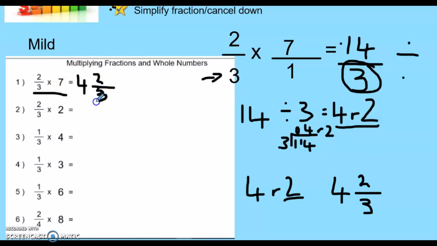This is really tricky, but just make sure you convert all of these whole numbers into fractions, and as they're whole numbers, we make sure the denominator is 1. Then you do exactly the same as you did yesterday, and we simplify by using our division skills, dividing the numerator and the denominator.